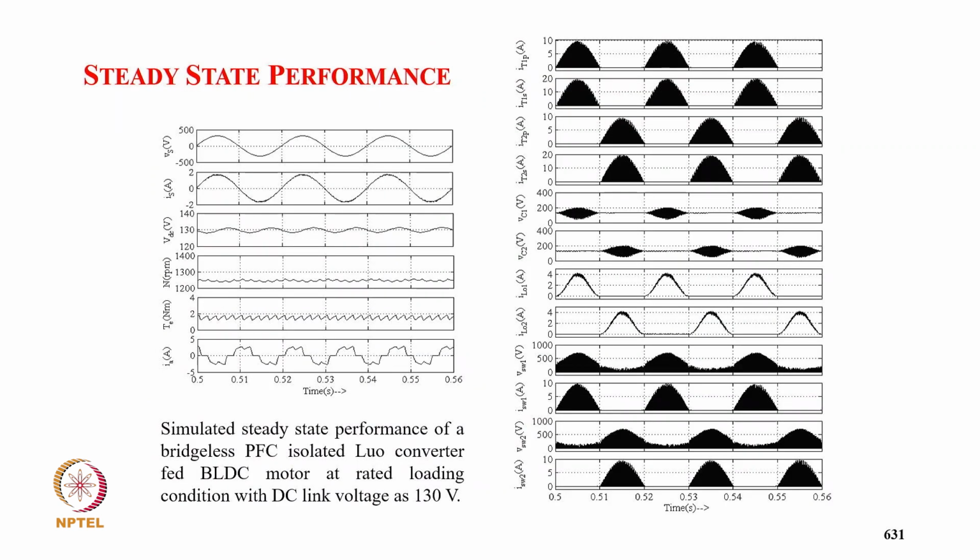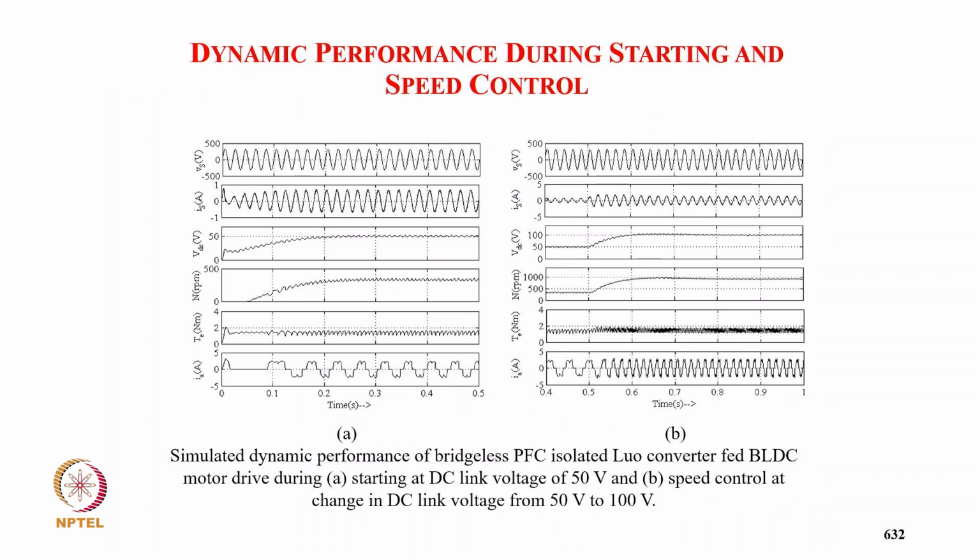These are the simulated performance results. The supply current is sinusoidal and in phase with the supply voltage, demonstrating unity power factor. Then the DC link voltage, speed of the motor, torque of the motor, and winding current of the motor. You can see the input currents are discontinuous, while the capacitor voltage and output inductor are designed in continuous mode.